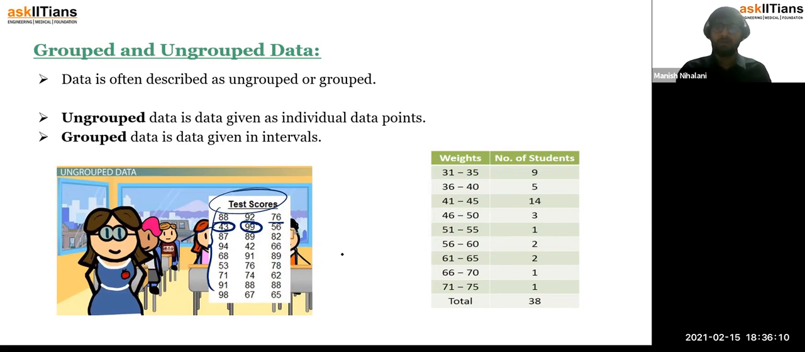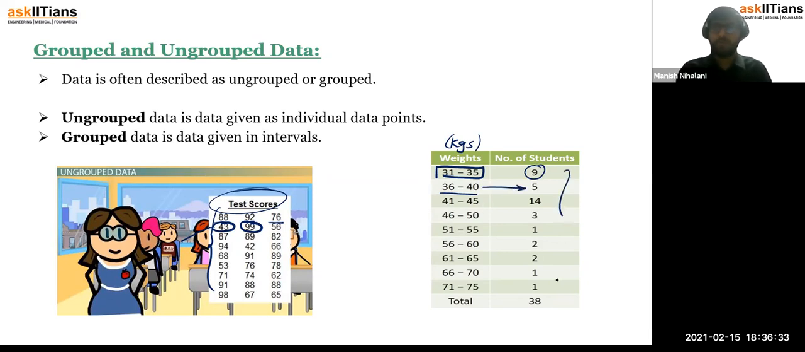So then you are observing that some students have 32, 33, 34. So you would say then now let's group it. That is between 31 to 35, let's say kgs, between 31 to 35 kgs there were 9 students. Between 36 to 40 kgs there were 5 students, and so on, right?